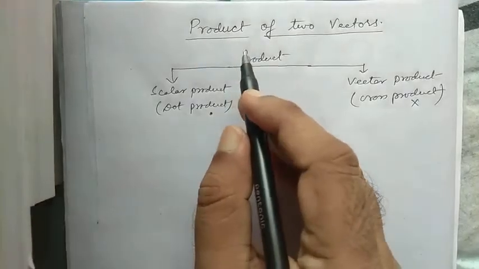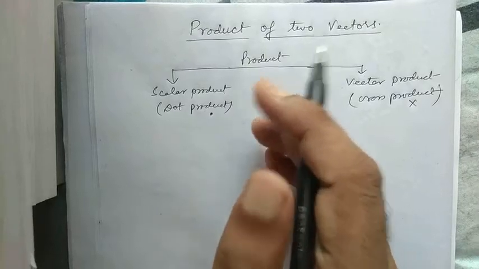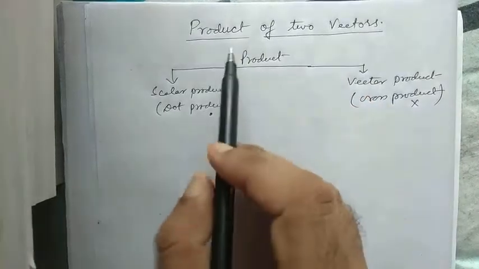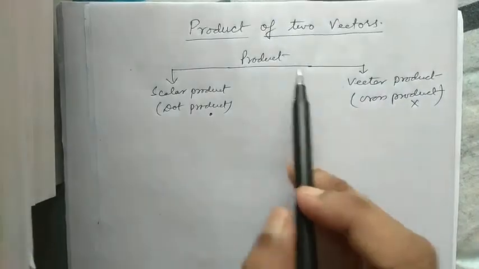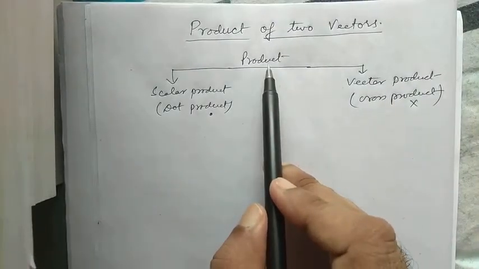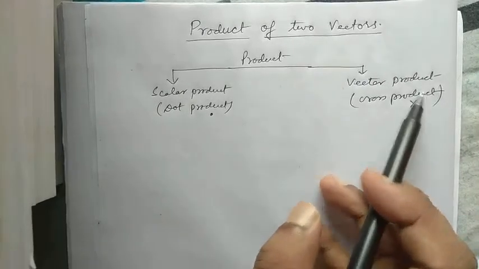In the previous videos, we have discussed the addition and subtraction of two or more vectors, and the polygon rule. In this video, we have to discuss the product of two vectors. Now, the product is of two types. One is the scalar product, another is the vector product.